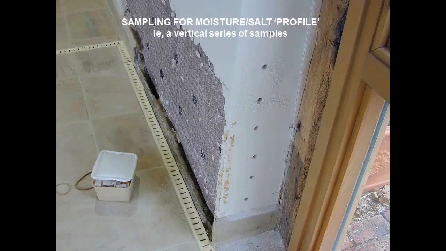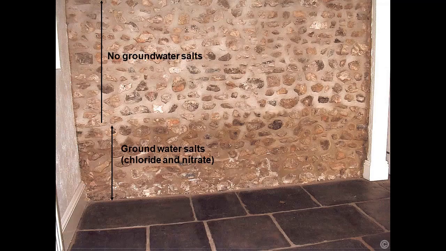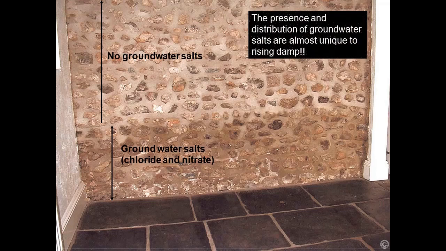If we take this to a practical level, we can sample for moisture and also make a salt profile. This is done by a vertical series of samples on which we do total, free and hygroscopic moisture. If we look at a wall, for example this wall, we notice the bottom is damp and the top is not damp, or at least visibly damp. If it's rising damp, the groundwater salts will be present as well as moisture if it's active, but above a certain height there will be no groundwater salts and it'll be dry.